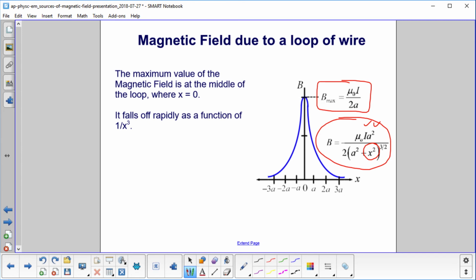And then it's going to fall off rapidly as a function of x cubed, which is the distance from the center. And where did the x cubed come from? Right here. You have x squared to the 3/2, which is x cubed. So the magnetic field is very strong right in the middle of the loop, then falls off very rapidly.